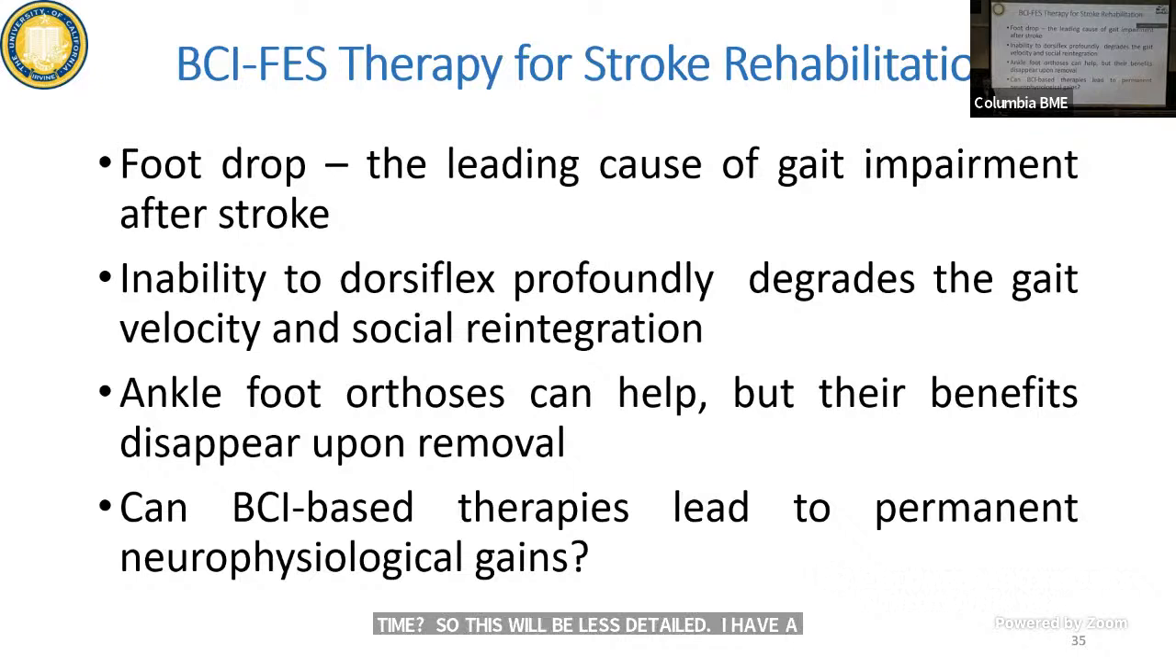Something I'm really excited about. We do have a clinical trial ongoing, so I will not be able to share too much data because you're not supposed to tamper with that data because the trial is still ongoing.